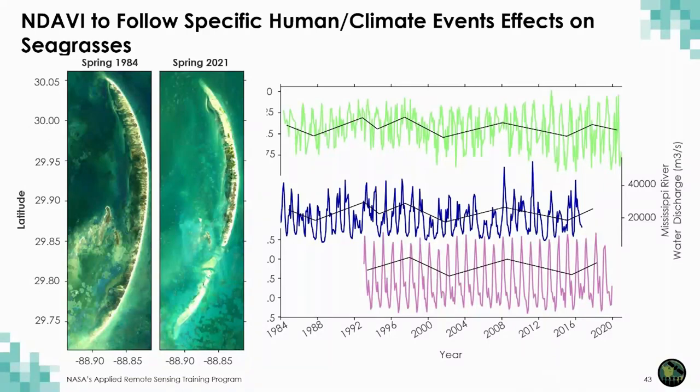Now, the team compared the index as a proxy for health to the entire Chandeleur Island system, to a major lever on the environment in the Chandeleur Sound, water discharge from the Mississippi River. River runoff and precipitation, which also contributes to runoff, should be the first order control on salinity.